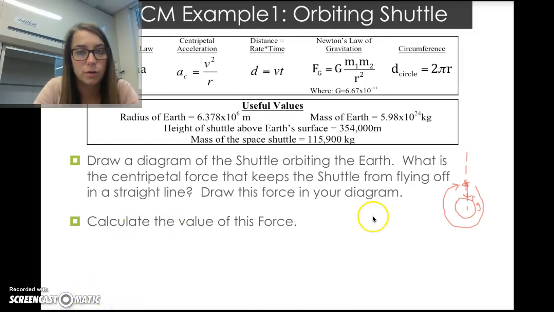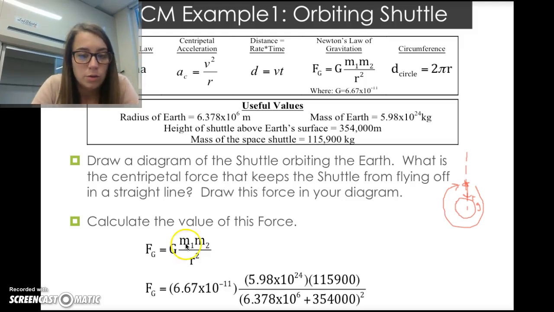And then calculate the force. So if it's an Fg, we can use Newton's law of gravitation. So big G, m1, m2 over r squared. So why don't you pause and try and solve for that on your own, and then we'll go through it. So pause now.